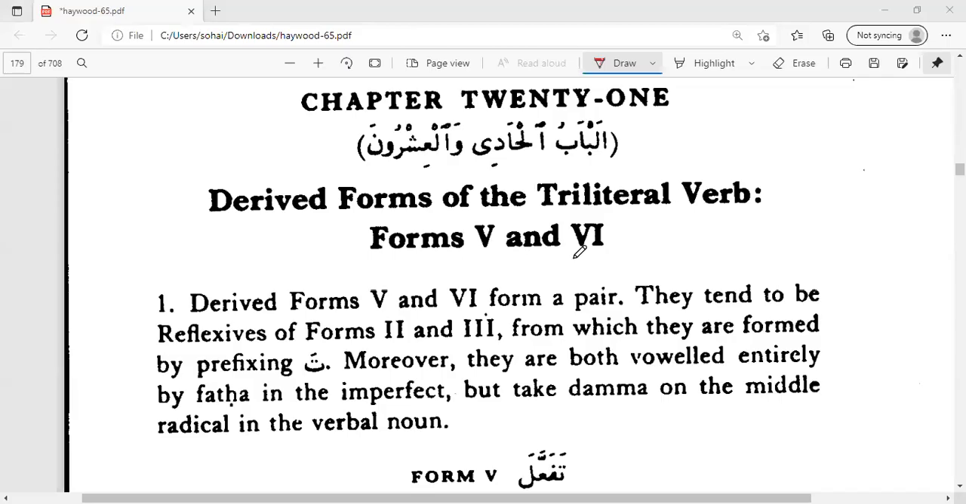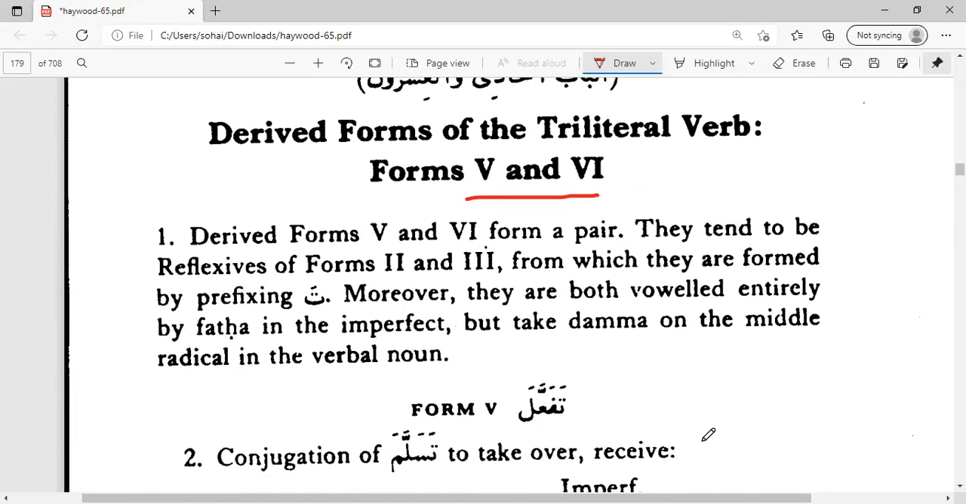We're moving on to form 5 and 6. Okay. So basically, it says here that they are normally used to be reflexives of form 2 and 3. Anybody know what that means?